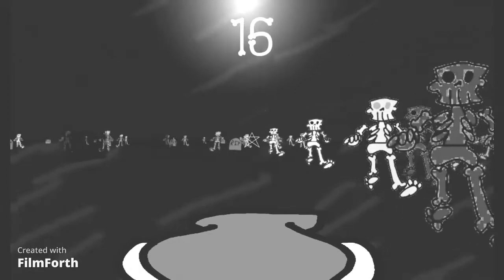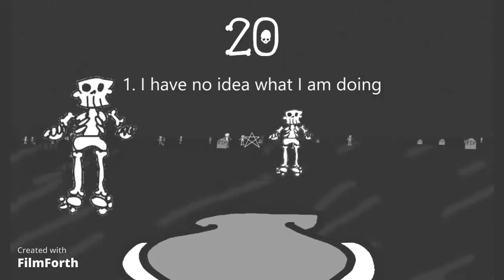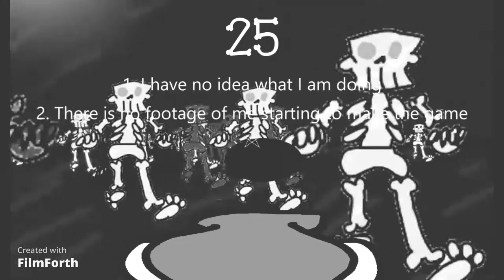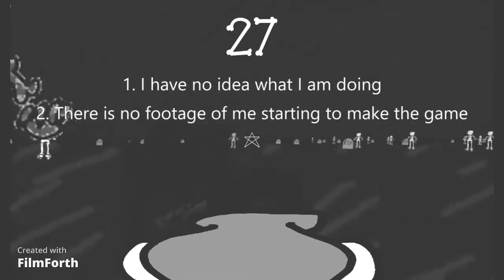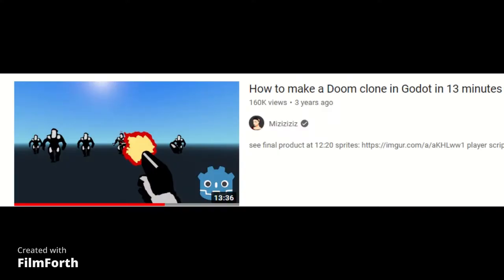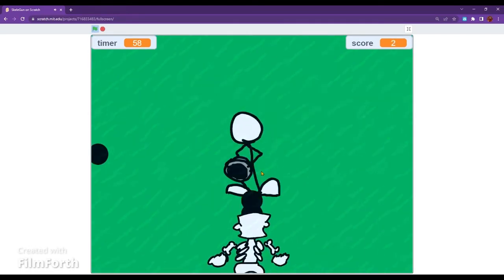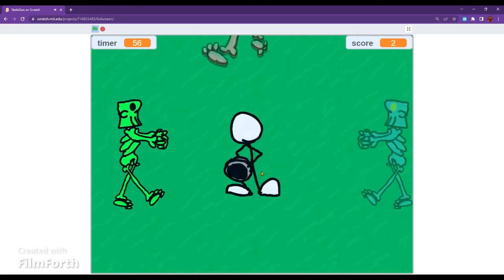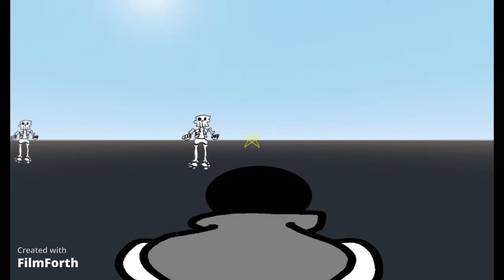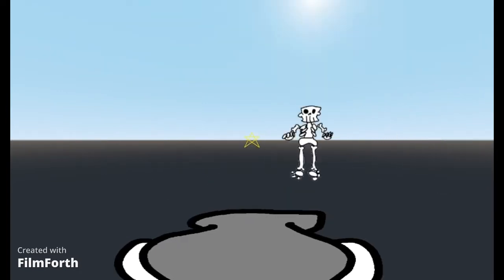Off the bat, we already got unfortunate news. 1, I don't know what I'm doing. And 2, there is no footage of me making the start of this game. The good thing is that the start of this game is just from a Doom tutorial, which is pretty close to what the 2D version would look like in first person. After doing that, I got a game that looked like this. Pretty nifty, huh?